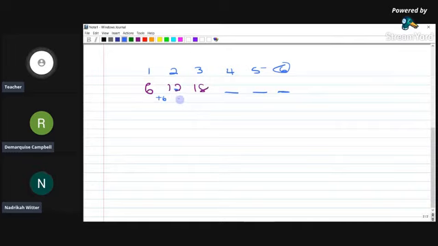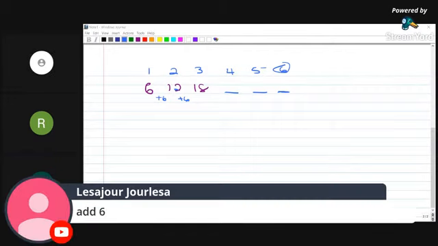Very good. So we're looking for a pattern, and here, we see 6. We have a comment here: add 6. All right, cool. So we have taken your comment.